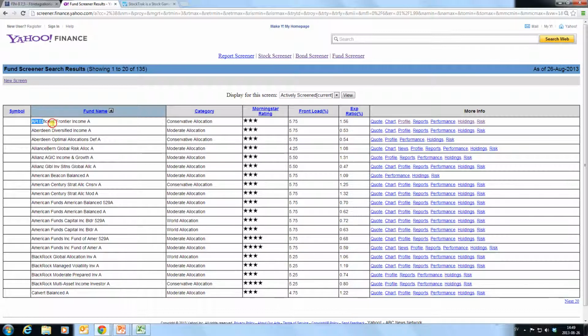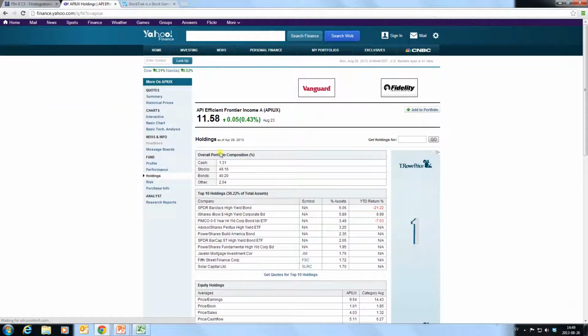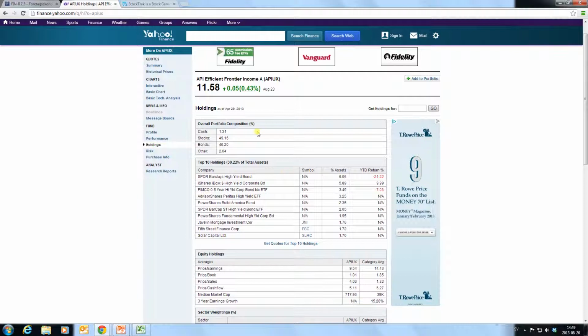The one is called API Efficient Frontier Income. Alright, so the main point I would like to make here, I don't really care about the front-end load or expense ratio now, I just want to show you how it can look later on, is that the holdings of this is mixed. So it has 49% in stocks, 40% in bonds, 1.31% in cash, and then 2% in something else, which could maybe be derivatives, or I don't really know exactly what they are investing in.